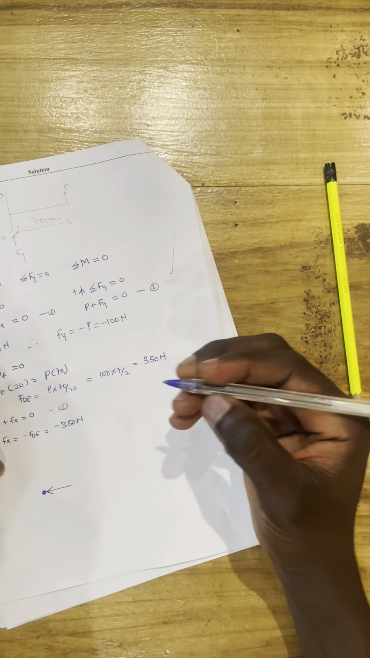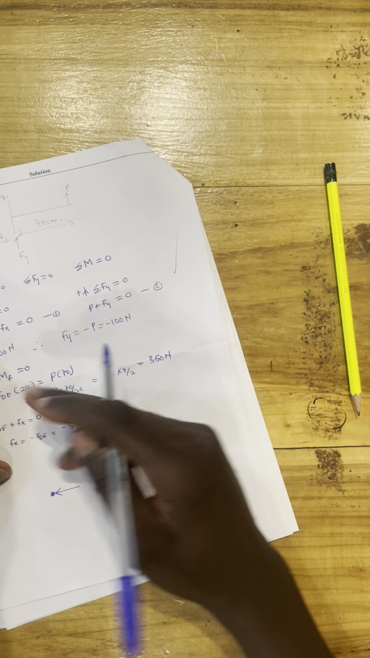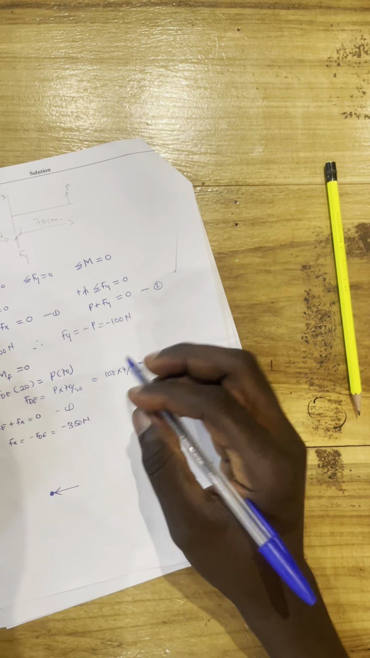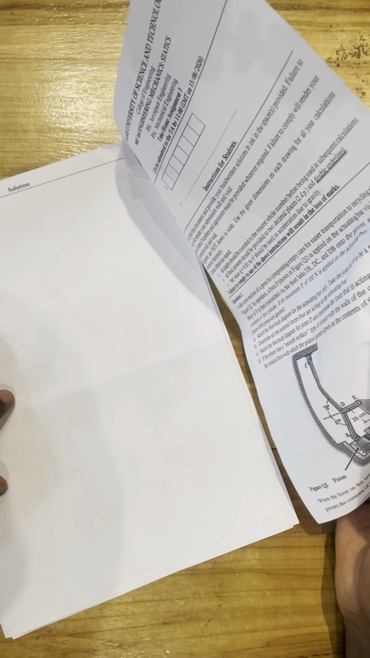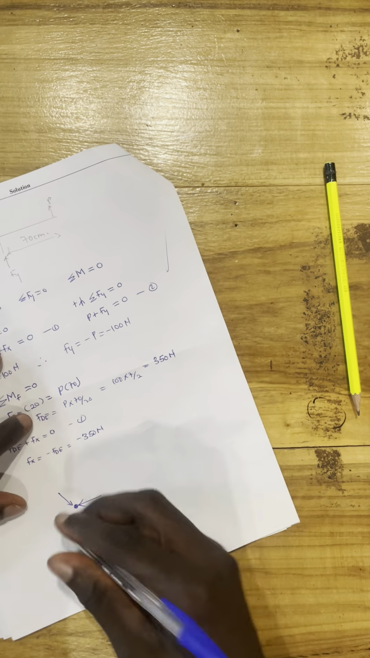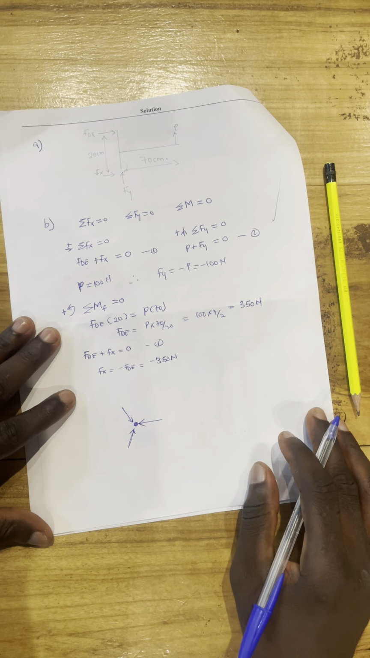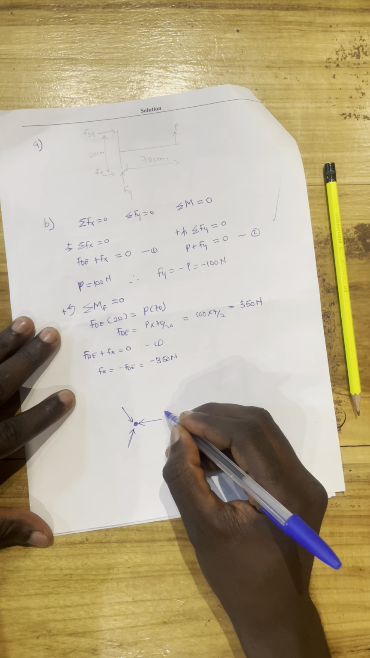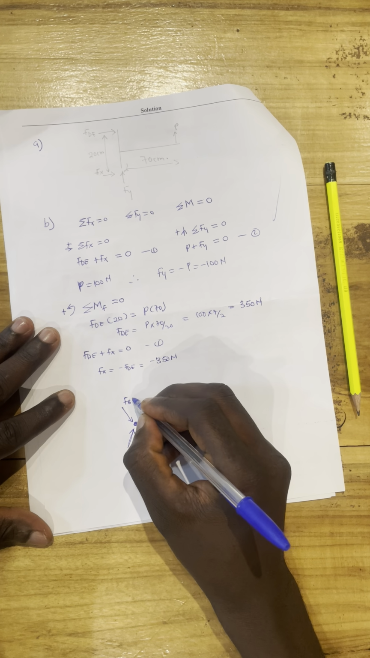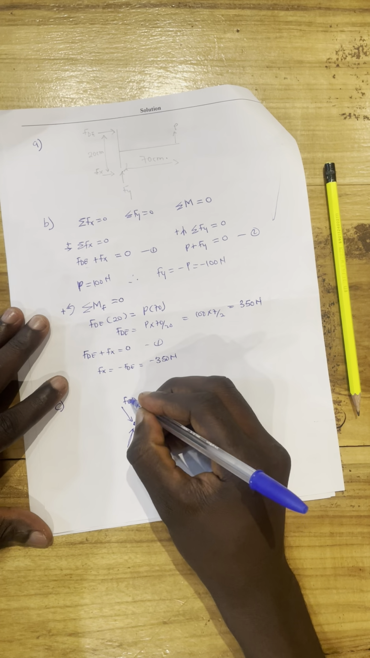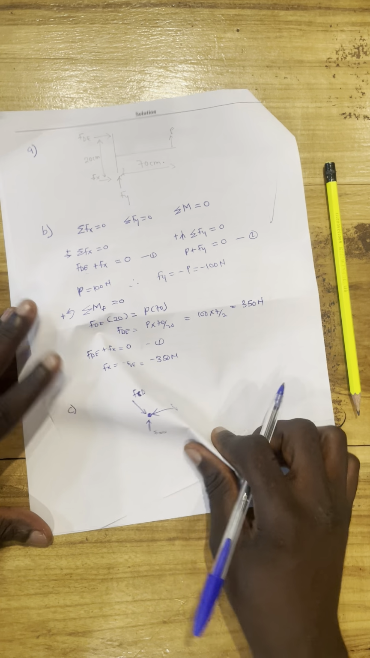FDC. You can choose any direction for FDC because you're not choosing one yet, right? So I'm choosing FDC to come this direction. And then FBD, I'm also making it like this, right? So FDE here, CD here, and then FBD here.